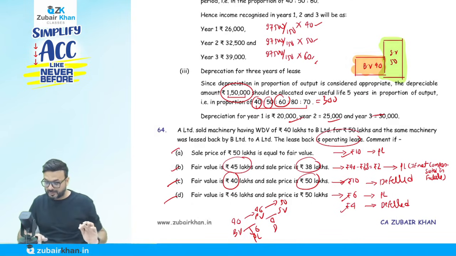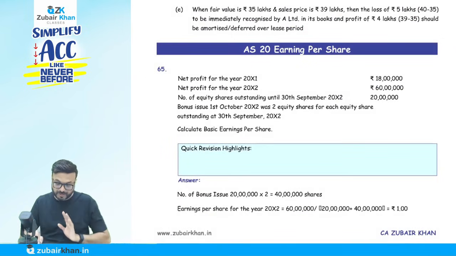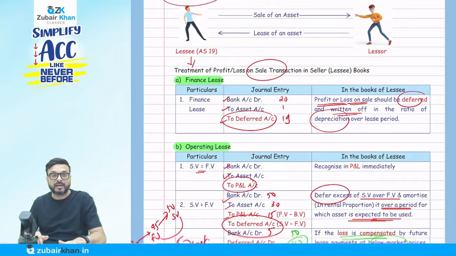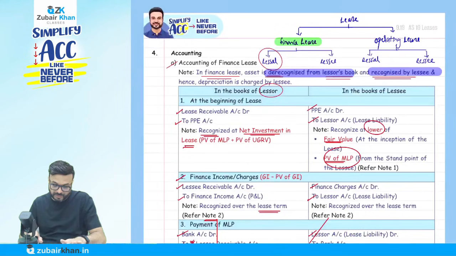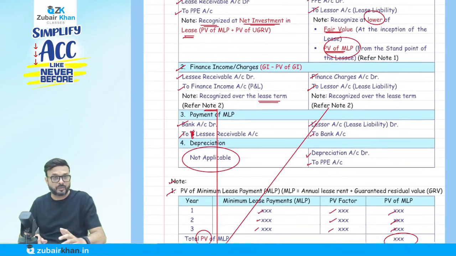Okay, so this is all about Accounting Standard 19 from the examination point of view. This sale and leaseback chart is important. And remember, the question that I have covered in the class, question number 62, is important, and this accounting treatment.